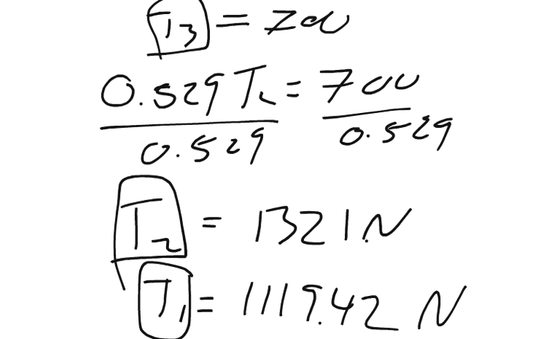Now part B asks, suppose the horizontal cable were reattached higher up on the wall. Would the tension in the inclined cable increase, decrease, or stay the same? So here's what it's asking. If we raise this up, what will happen to the tension right here? Let's reason this out really quick. What happens if we leave this down and we bring this up?